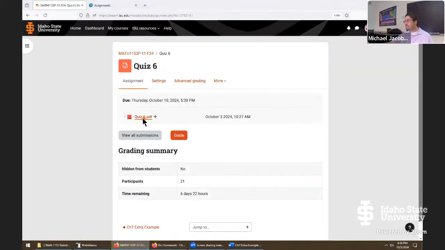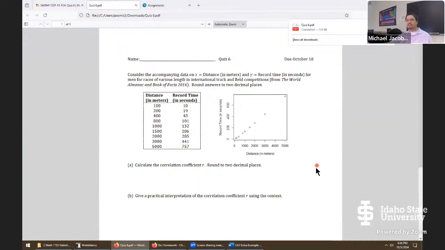So on quiz number 6, pretty much the same kind of stuff. This one is distance in meters and the record time running those races. So we have a record for the 100-meter race. This is from 2016, so it may be outdated. 10 seconds to do 100 meters. That's fantastic. It sounds like Usain Bolt did it. And it goes on to longer and longer races. You have a scatter plot like this. But let's ask the question right here now. If we produced an equation for this line, would it make sense to interpret the intercept for those data?